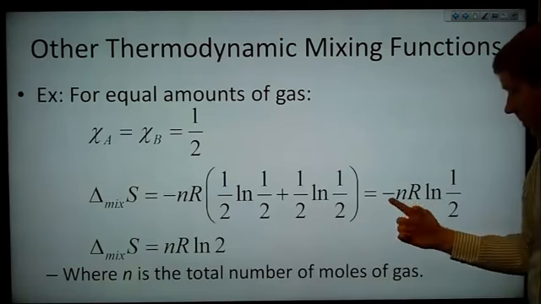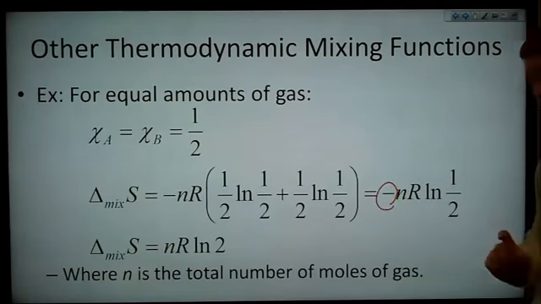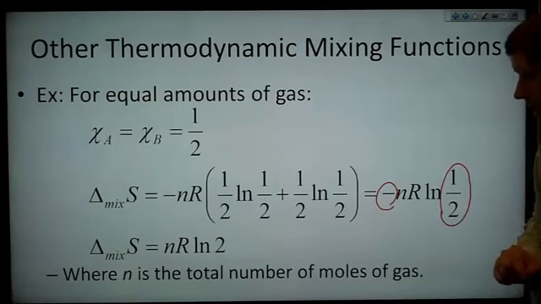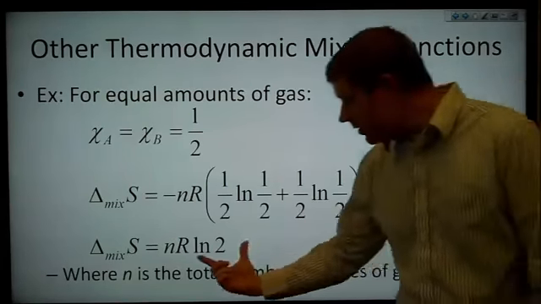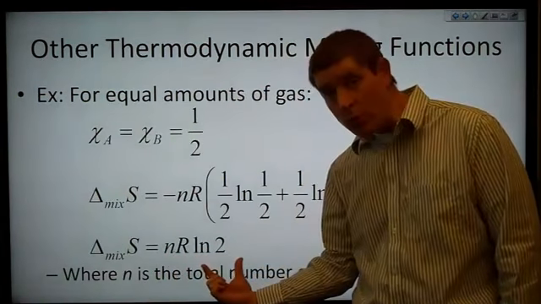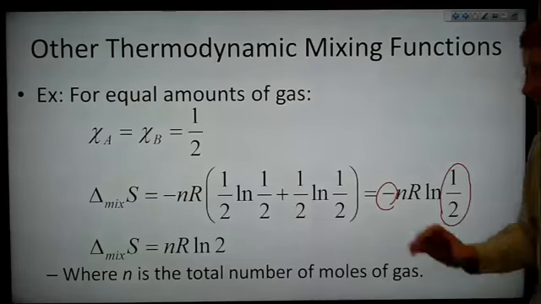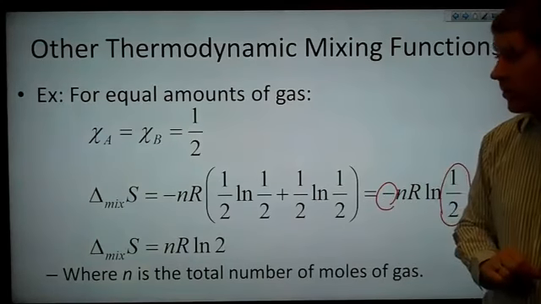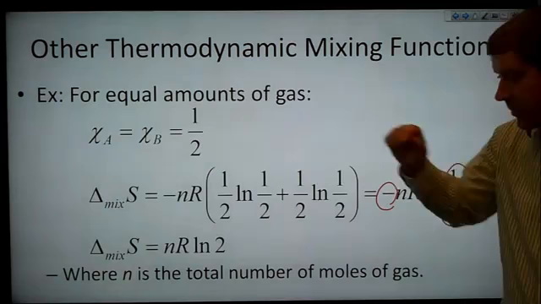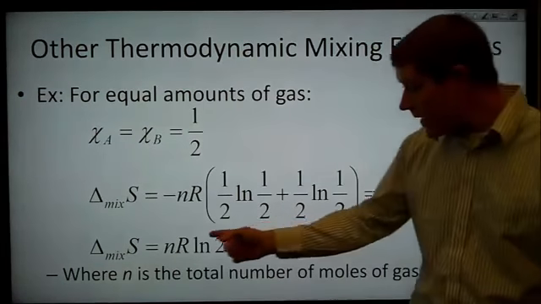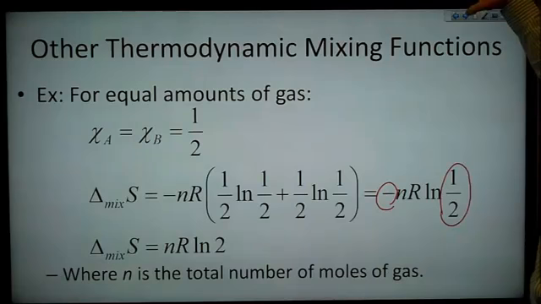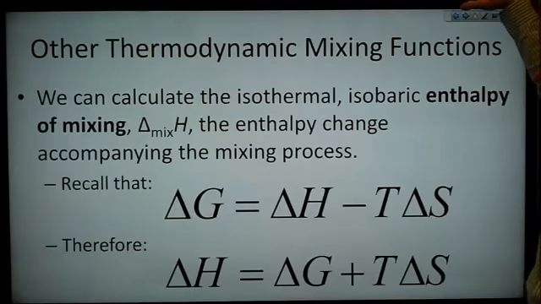And now note that we're combining this negative with the natural log of 1/2, and we're turning that into N times R times the natural log of 2. So if we have equal quantities of A and B, now our entropy of mixing is N times R times the natural log of 2, where N is the total number of moles of gas of A and B.